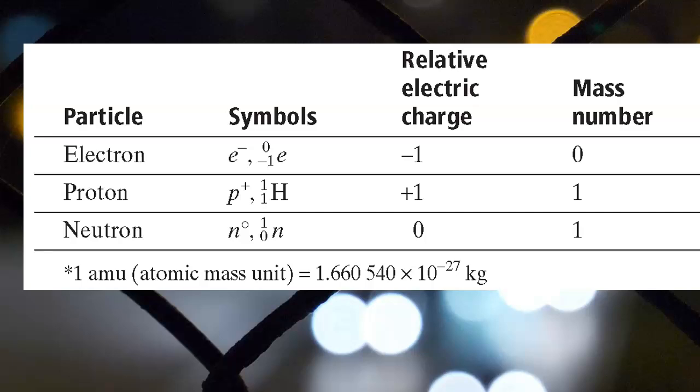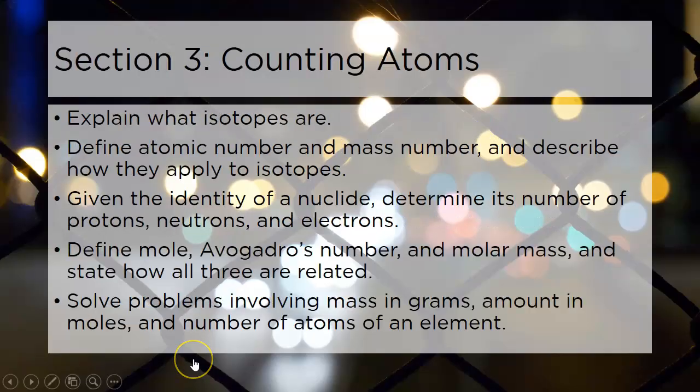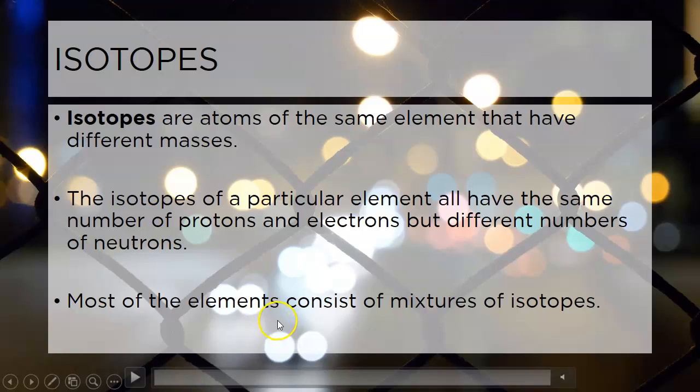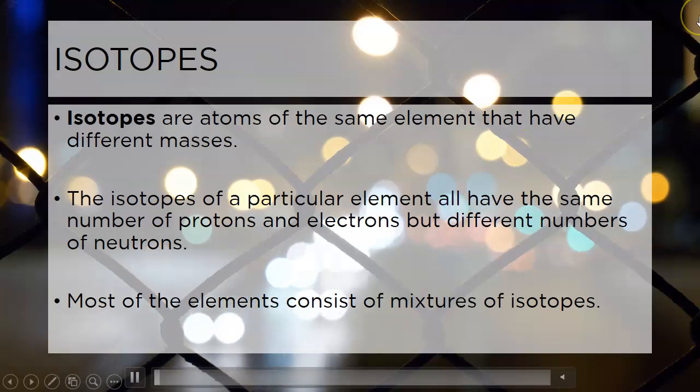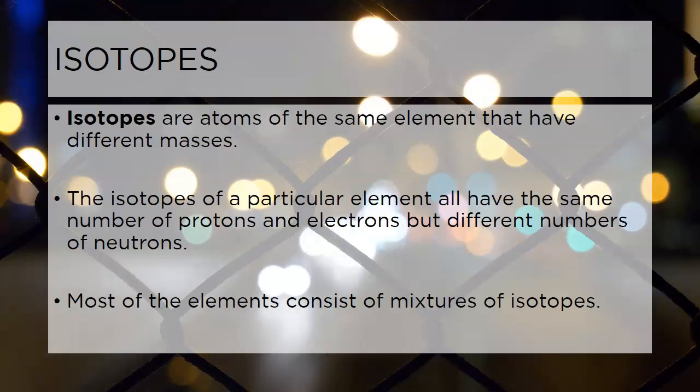How about the proton? Can I have the same atom but with a different number of protons? Remember, the protons are the identity of the atom. Exactly. If you have a different number of protons, you have a different atom, a different element. So the only thing that can really change in a meaningful way is the neutrons. And that is the definition of an isotope, by the way. It's an element that has the same number of protons and electrons, but a different number of neutrons.